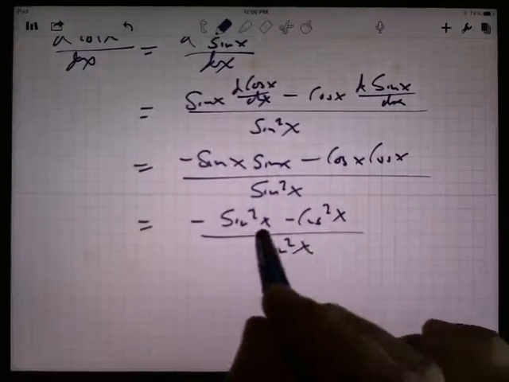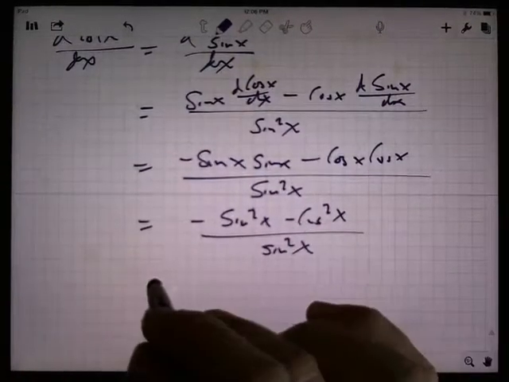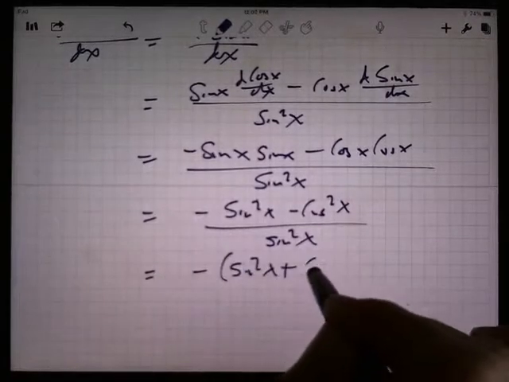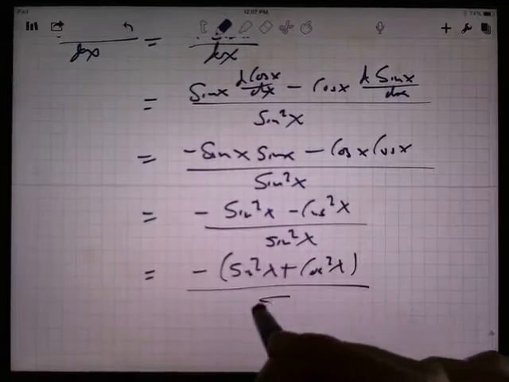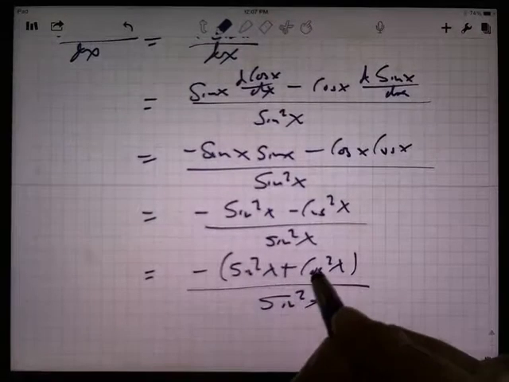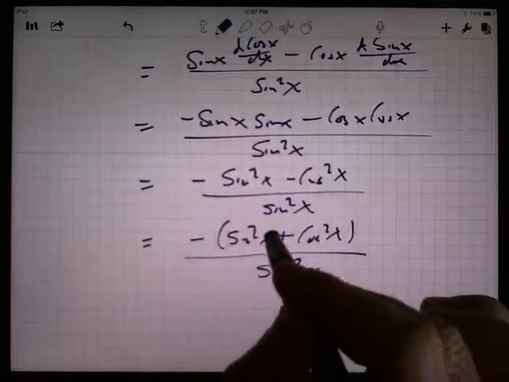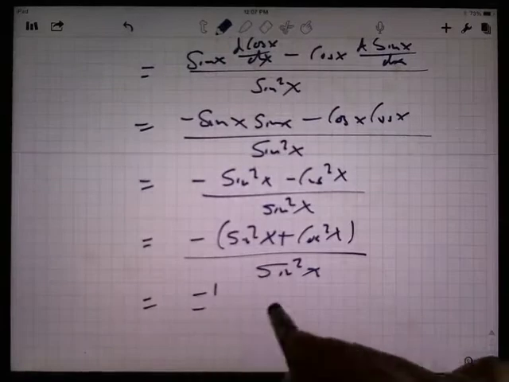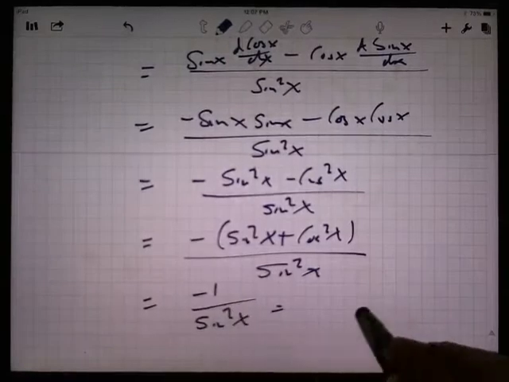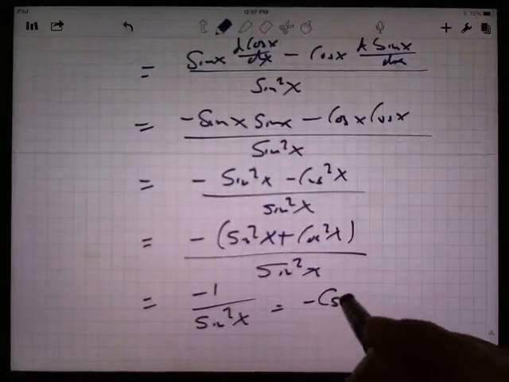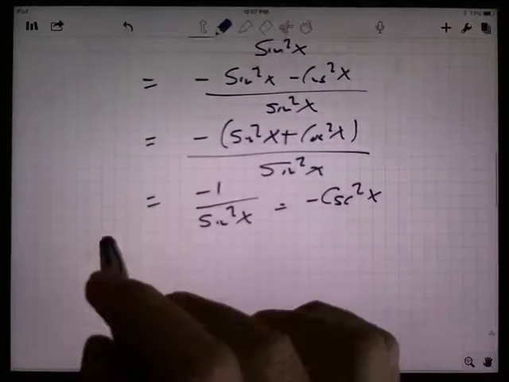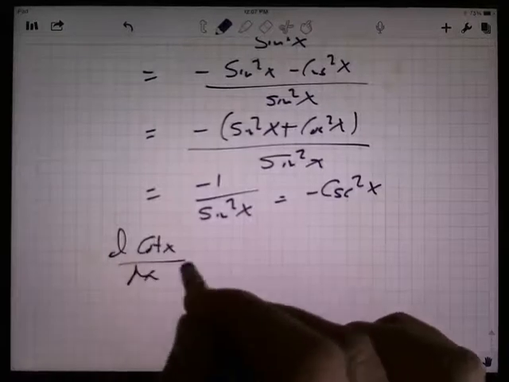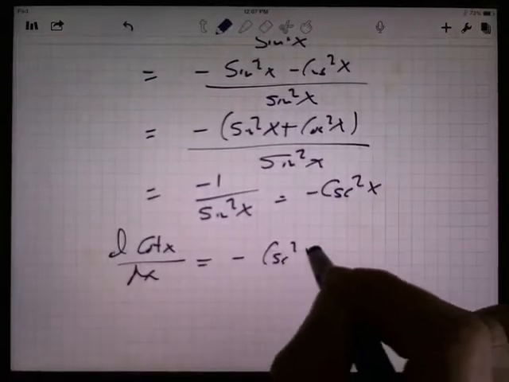So here we go. But that top is nice because if I factor minus 1 out of it, this is minus sine squared x plus cosine squared x over sine squared x. And cosine squared x plus sine squared x, or sine squared x plus cosine squared x, either way, addition is commutative, they add up to 1. And so I've got a negative 1 on the top and a sine squared x on the bottom, which is equivalent to negative cosecant squared of x. So what's the derivative of the cotangent? It's the negative cosecant squared of x.